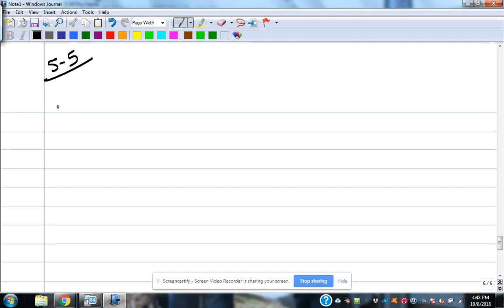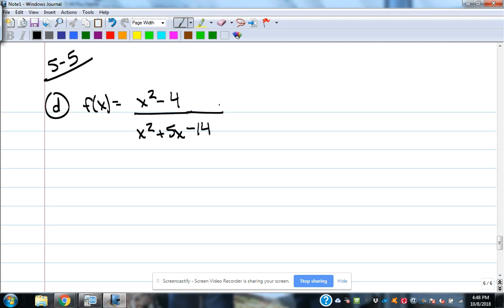So let's look at an example and try to do those things. Okay, so f of x is equal to x squared minus 4 over x squared plus 5x minus 14. Just by looking at the original, what do you know this one has as far as asymptotes go?